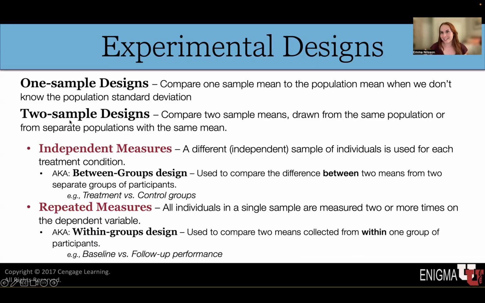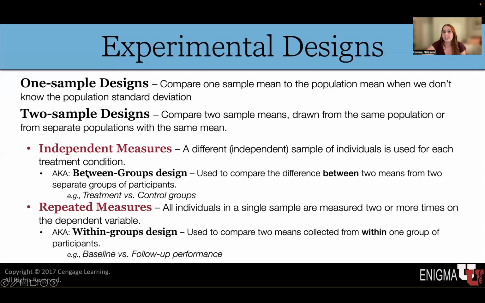The next experimental design that we're going to present now is the two sample experimental design. This is where instead of comparing one sample mean to its population mean, we're going to compare two different sample means, either drawn from the same population or drawn from two separate populations that have the same mean. And there are two different ways that we can do this.